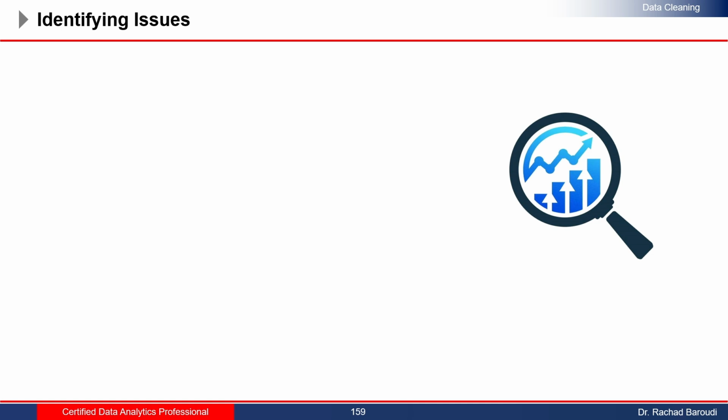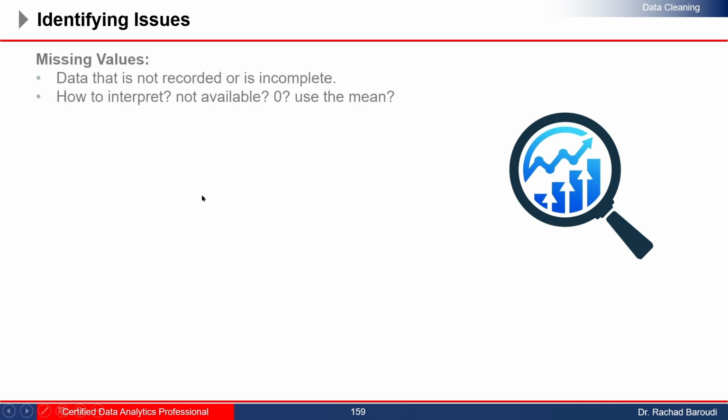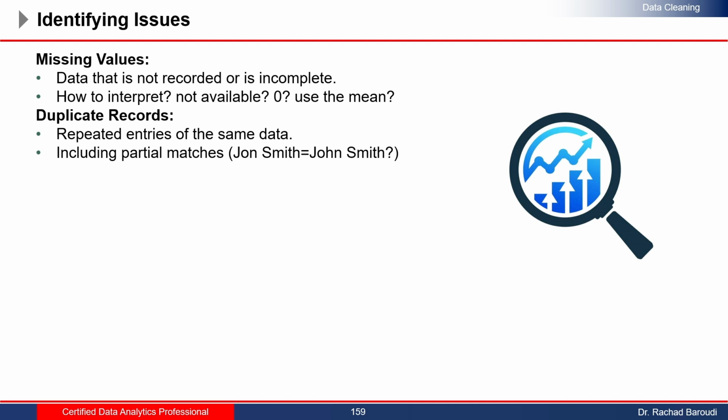So what do we mean by identifying issues? I will give you a few examples here. Missing values: data that is not recorded or is incomplete, blanks, how to interpret "not available," zeros sometimes, and then use of means, the average. Duplicate records: repeat entries for the same data, also including partial matches, John Smith versus John with an H, Smith.